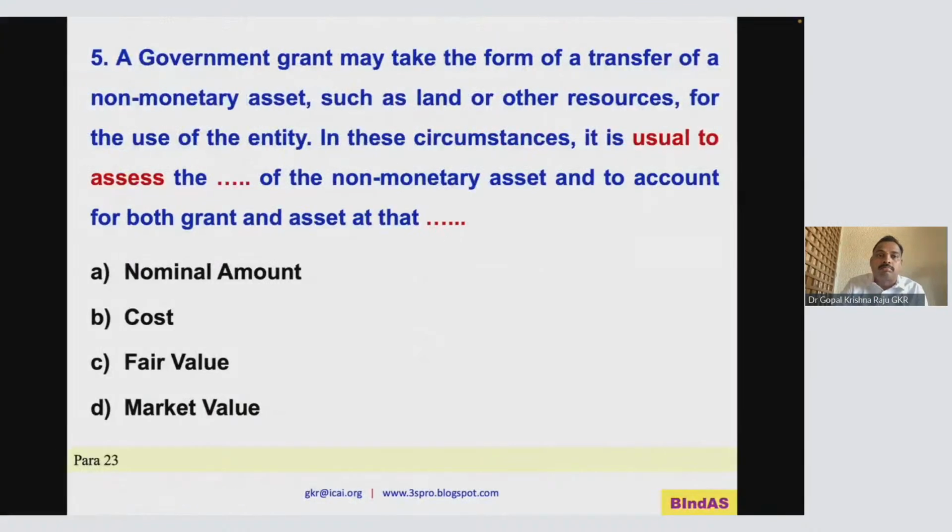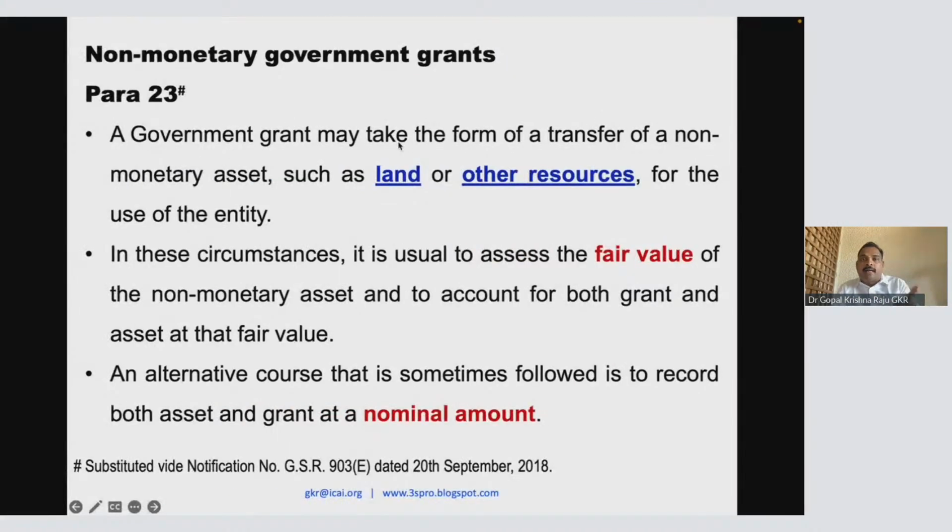Come to this question. A government grant may take the form of transfer of resources, such as land, other resources. In these circumstances, it is usual to assess the fair value and to account for both the asset and the grant at fair value. So if it is 2 crores, 2 crores will be on the asset side, 2 crore will be government grant. Now, out of 2 crore, you paid 2 lakhs. So the balance is only 1 crore and 98 will be government grant.